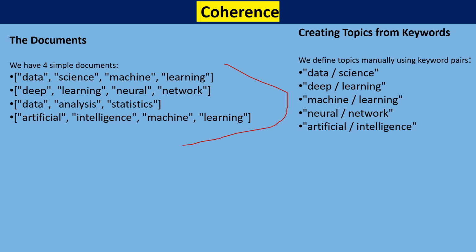So these are the documents, and these are the created topics with the keywords. Instead of letting a model find the topics, we define them ourselves. We assume these word pairs make sense together. Now we will see how these topics hold up when evaluated.